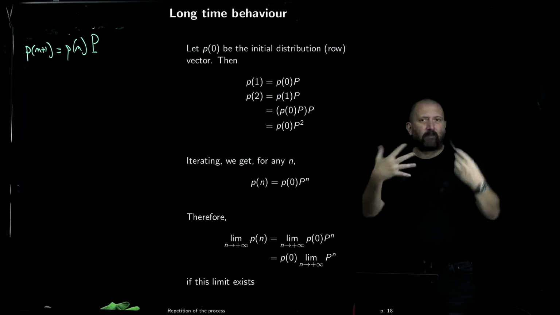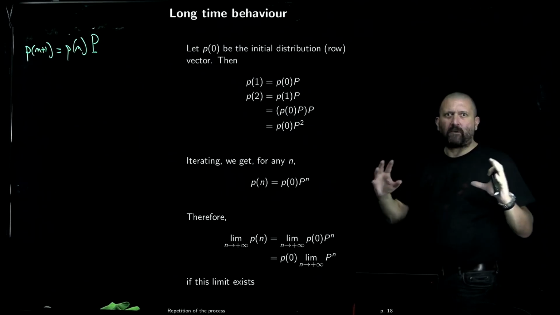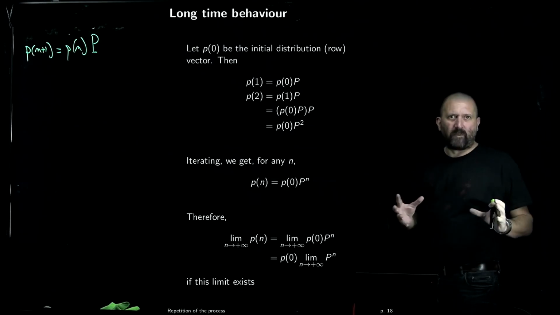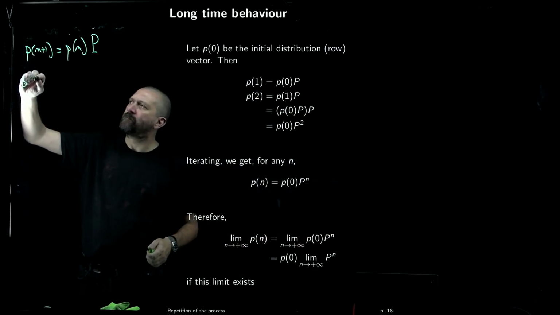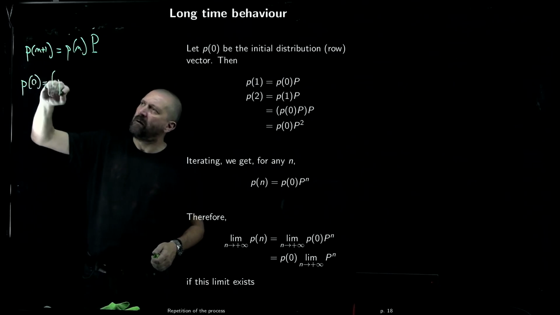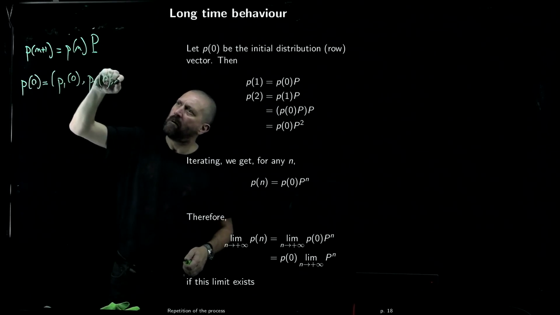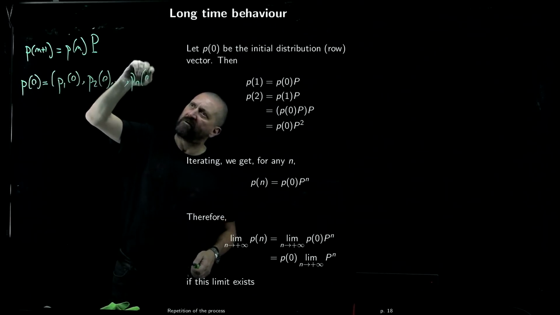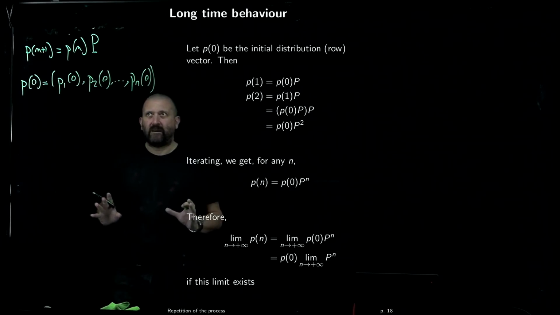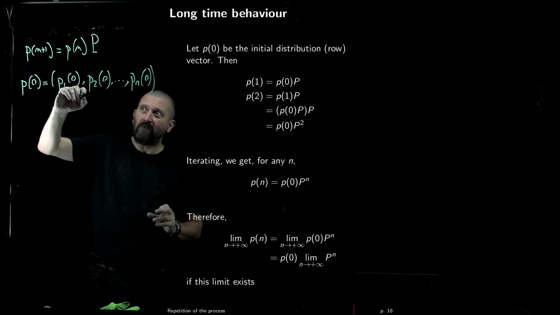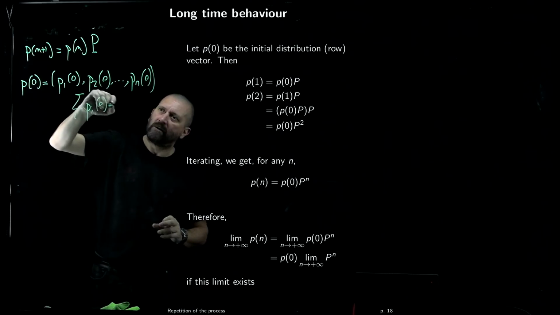Now, what happens to this probability vector? Suppose I'm starting out with an initial distribution of probability. I write that P of 0 is P1 of 0, P2 of 0, down to PR of 0. This is my initial distribution of probability. It is a probability vector, so the sum over i of the Pi of 0 equals 1.